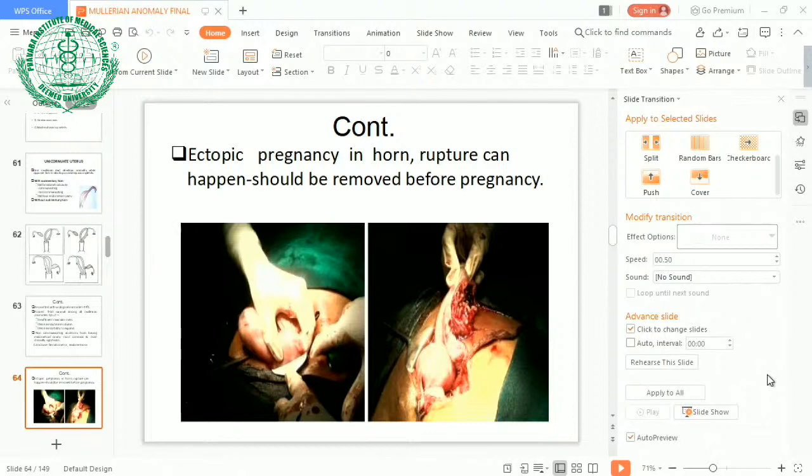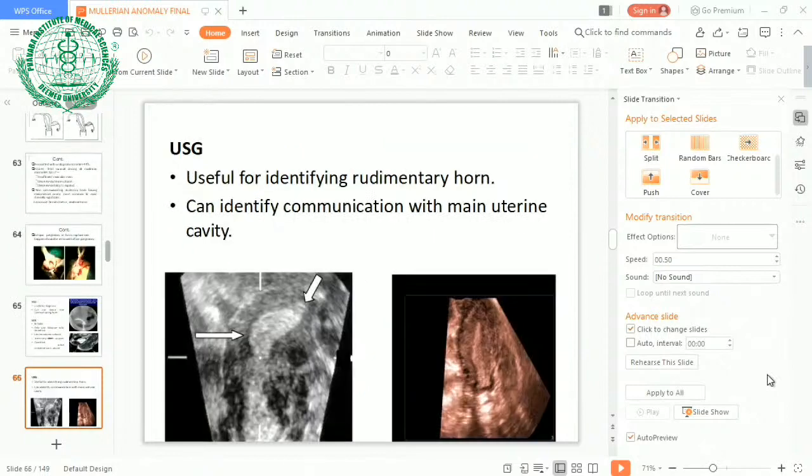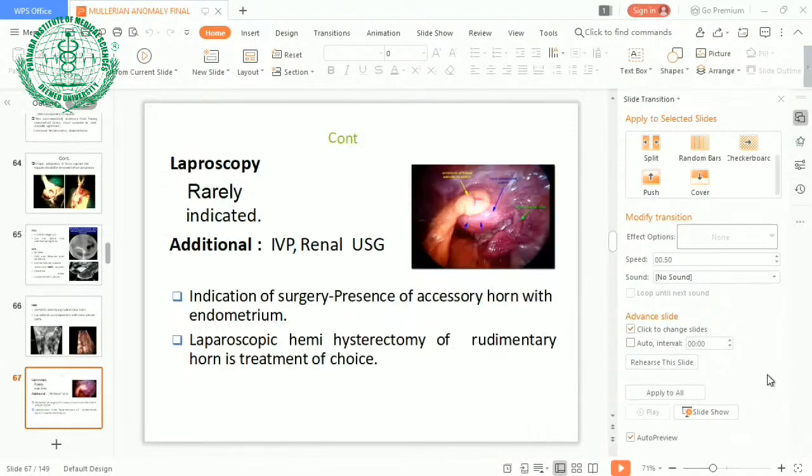This is how it looks. HSG usually cannot detect a non-communicating horn. You can see on HSG. MRI is more reliable. Only one fallopian tube is identified. Uterine volume reduced. Accessory anomalies can be seen. HSG is usually for identifying a rudimentary horn that communicates with the main uterine cavity. Laparoscopy is rarely indicated. Additional IVP and renal USG should be done.